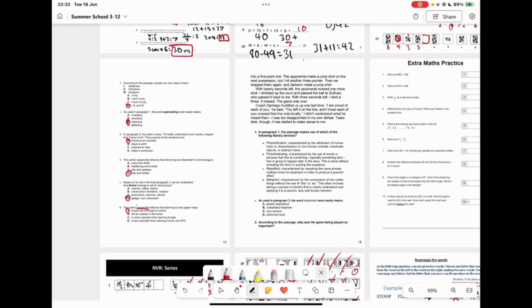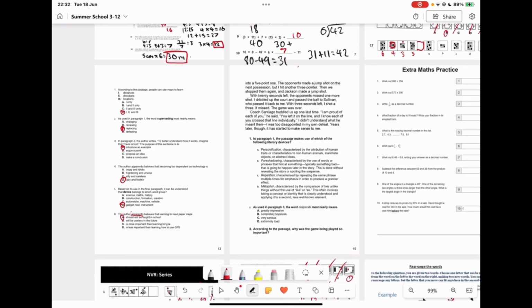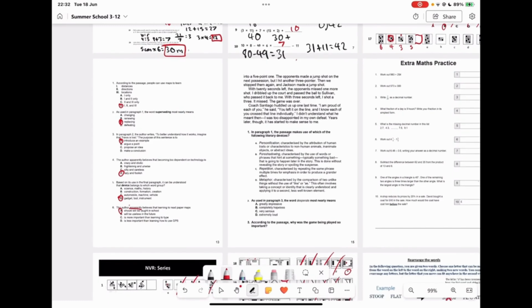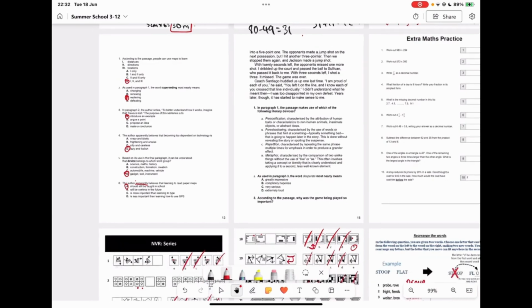Coach Santiago huddled us up one last time. "I am proud of each of you," he said. "He left it on the line, and I know each of you crossed that line individually." I didn't understand what he meant then. I was too disappointed in my own defeat. Years later, though, it has started to make sense to me.